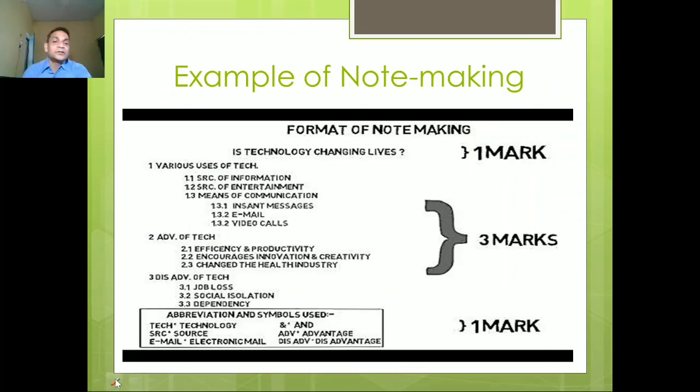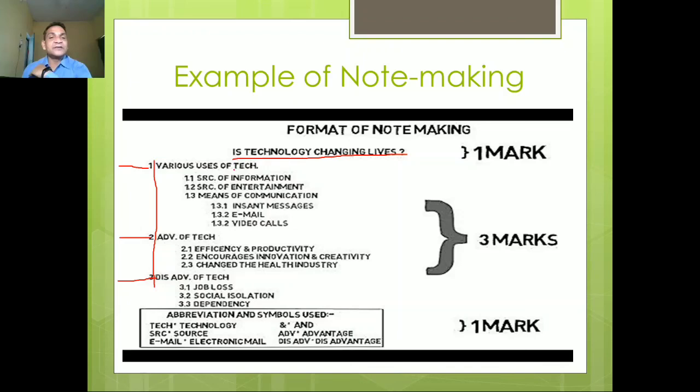Now over here, you can very well see that the suitable title is given at the top center: Is technology changing lives? Now this carries 1 mark. If you write a proper heading, 1 mark is secure. Now then 1, 2, 3. 3 subtitles are given over here and they are equally indented. Now this much indentation is over there. You can see very well. 1, 2, 3. Various uses of technology.